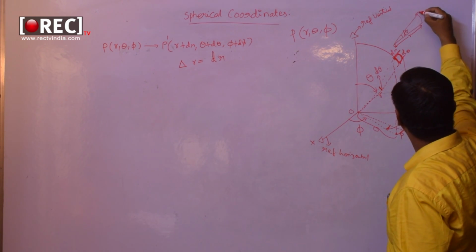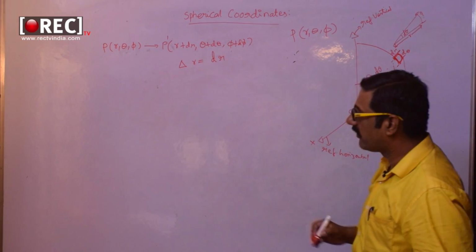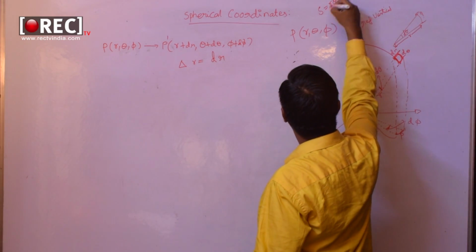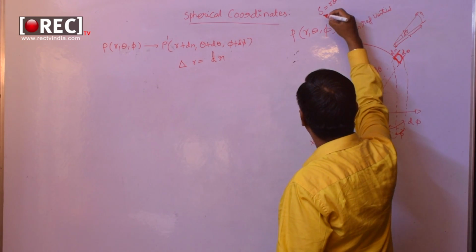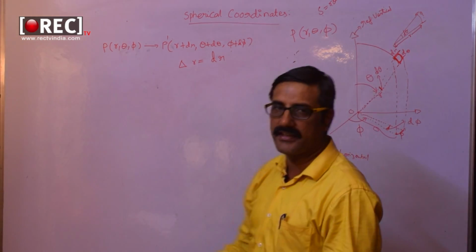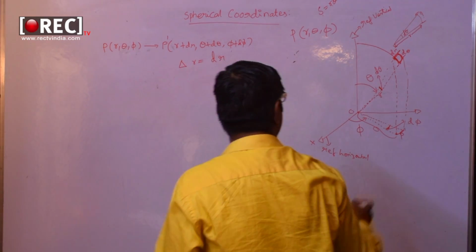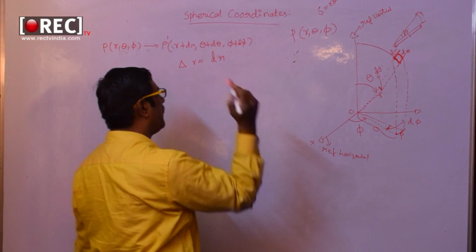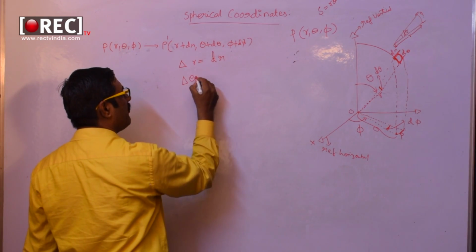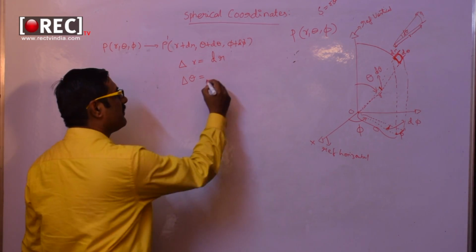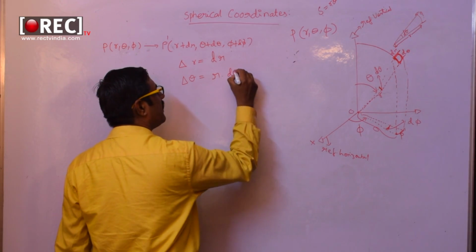So what would this length actually be? That length is calculated with the formula S equals r theta, where S is the sector length, r is the radius, and theta is the angle subtended by the sector at the center. Since the angle subtended is d theta, I can easily write delta theta, which is the change in length in theta direction, as simply r into d theta.